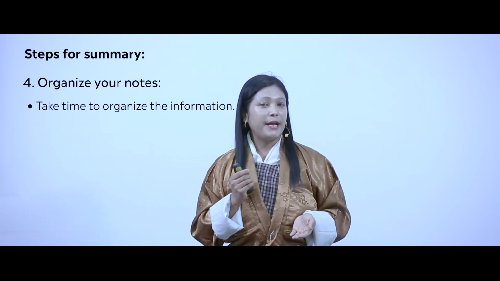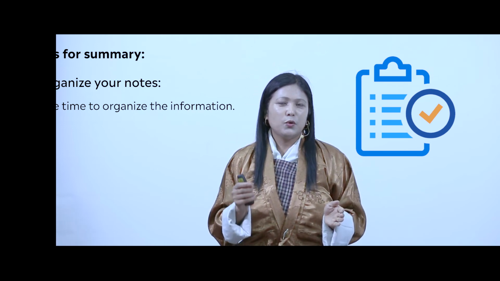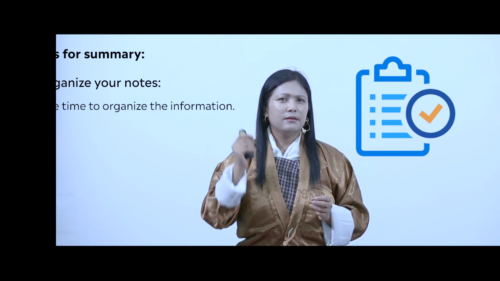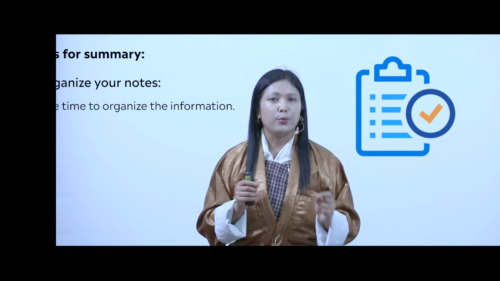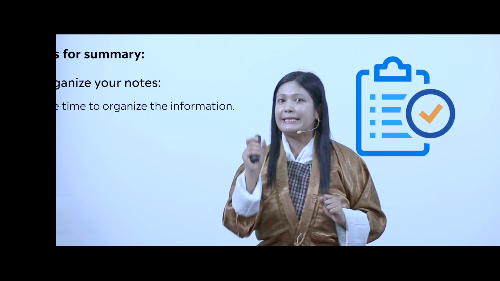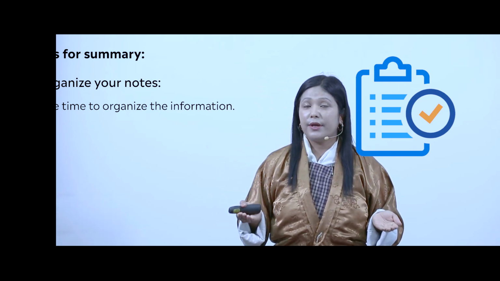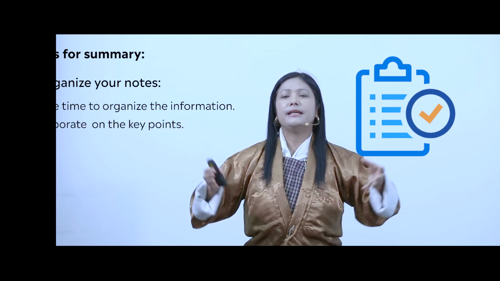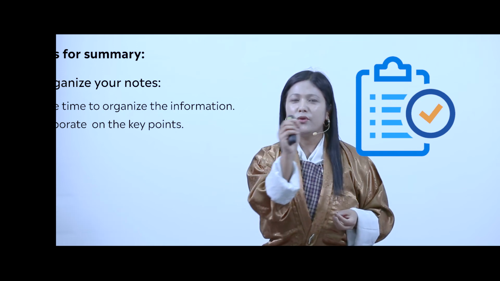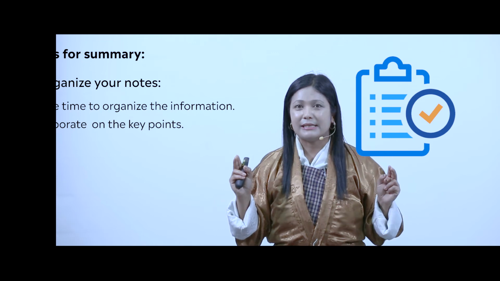Take time to organize the information. Don't rush, because you have everything there. Don't just start writing. Take time. Which information do you think is most important? You need to have that in the first sentence. Which is the event that you need to have in the second? So take time to think about it. Then you elaborate on the key points. Start elaborating the key points that you have highlighted. Please remember, you do not copy the sentences. So you elaborate in your own words.